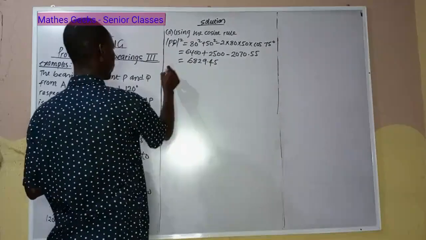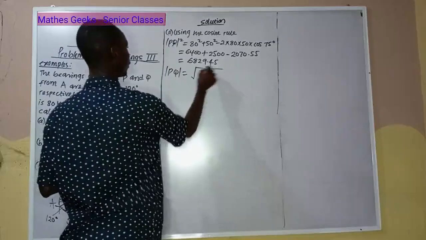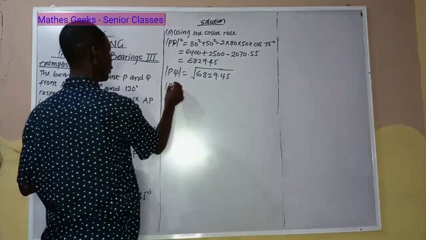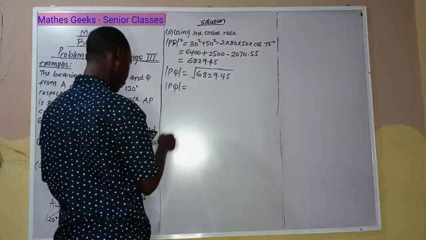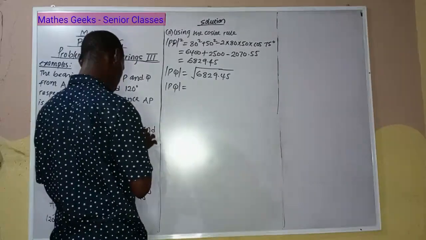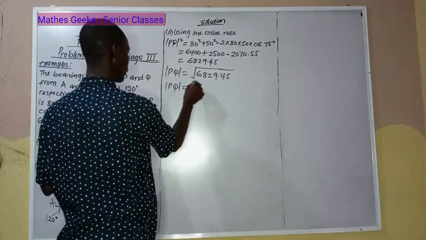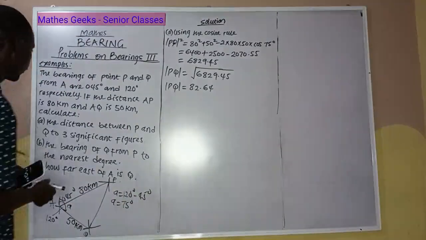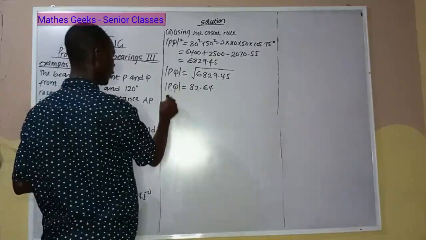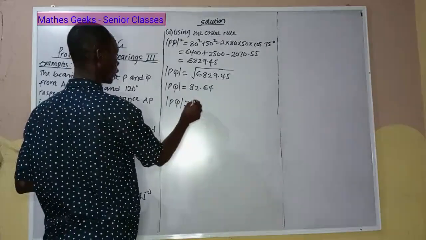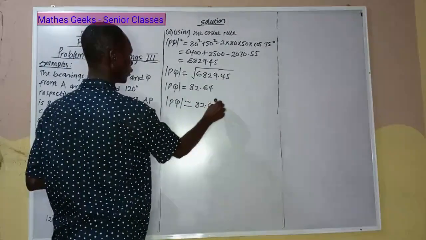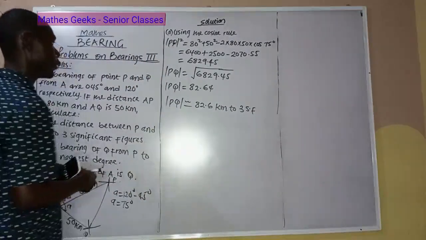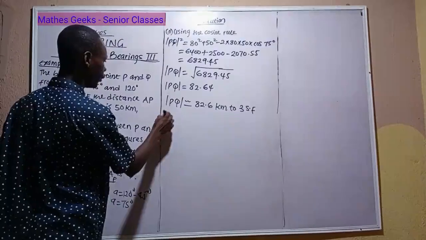PQ is equal to the square root of 6829.45. Line PQ is equal to the square root of 6829.45, which is 82.64. To 3 significant figures, line PQ is approximated to 82.6 kilometers. So that's the value for A and B.